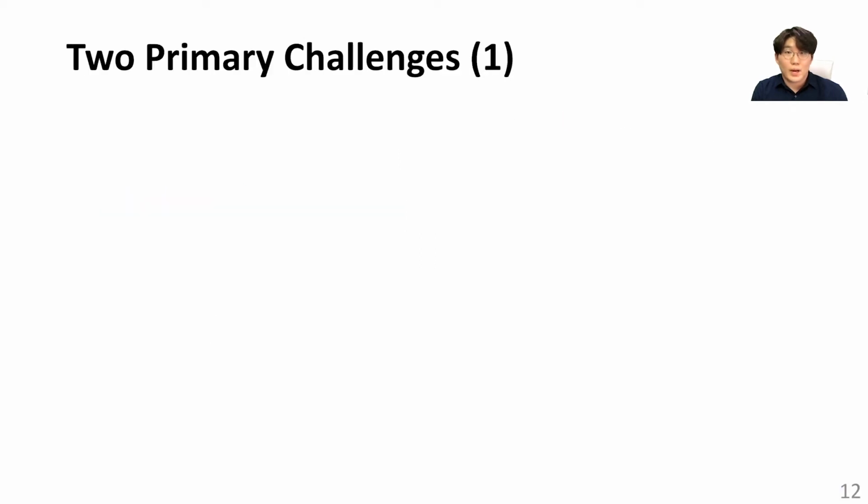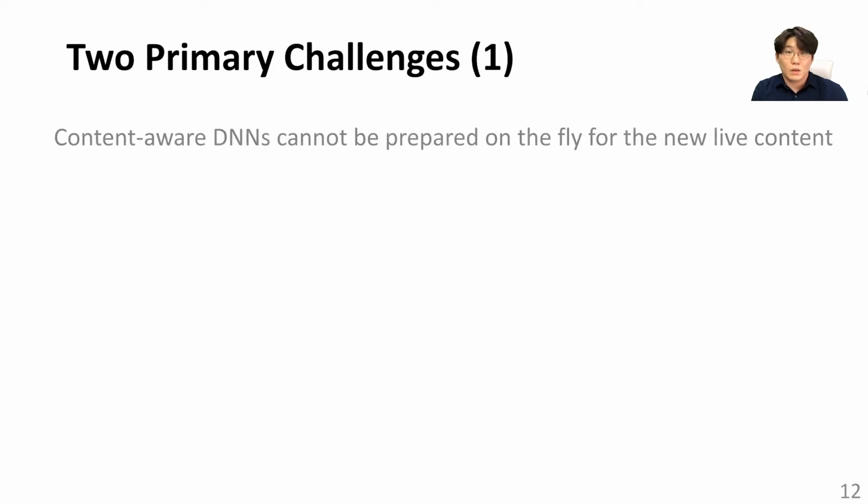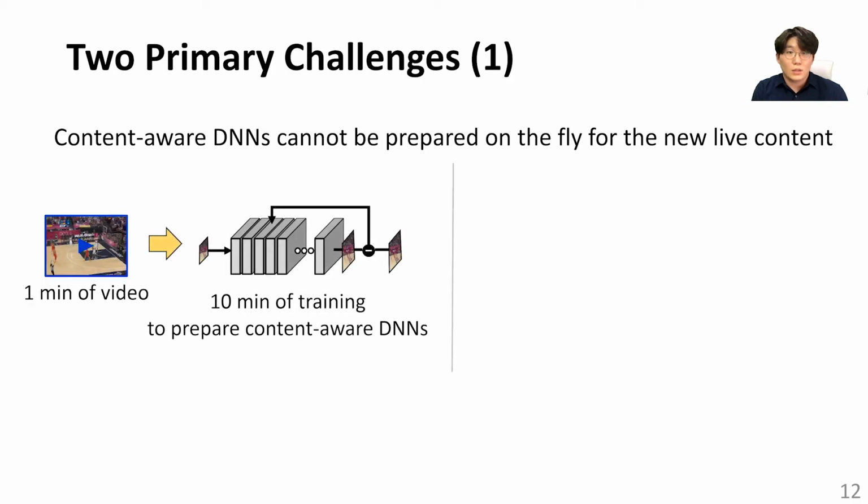However, there are two primary challenges of applying super resolution in live streaming. First, content-aware DNNs cannot be prepared on the fly for new live content. In DNN-based super resolution, it is known that a super-resolution DNN provides great benefit when trained and used on the same content, namely the content-aware approach. In fact, to prepare the content-aware DNN per video, it requires 10 minutes of training for 1 minute of video.